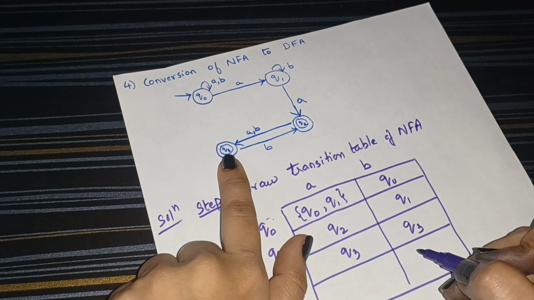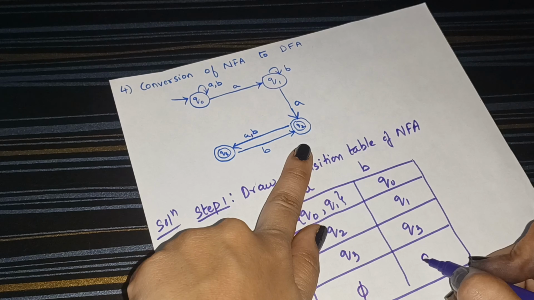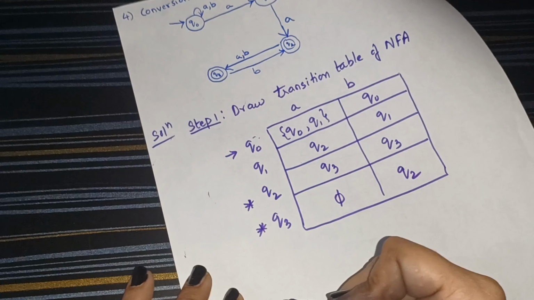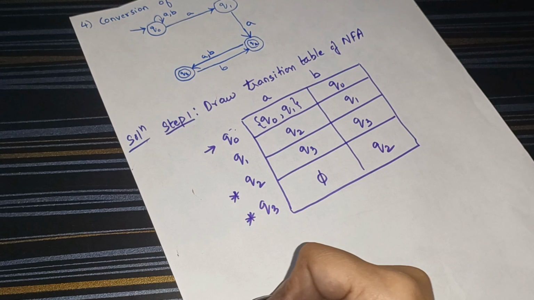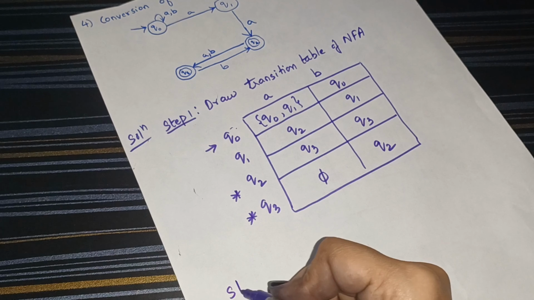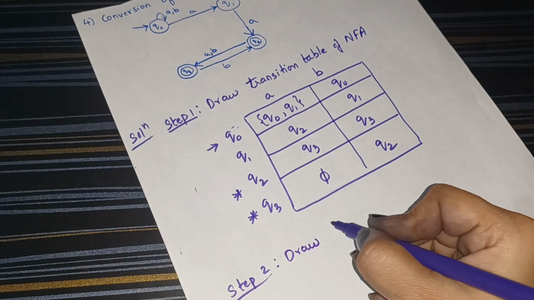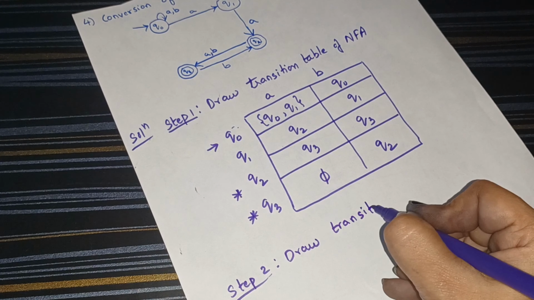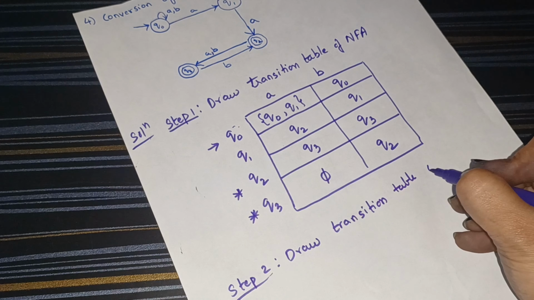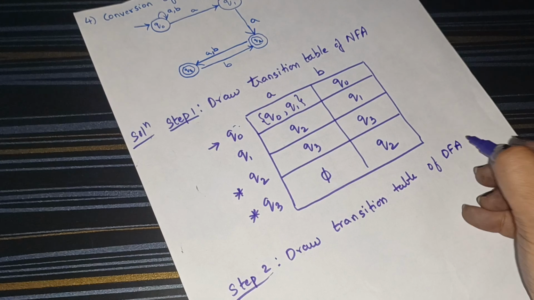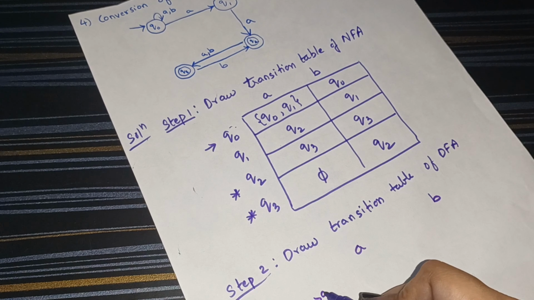Q3 on A, it is going nowhere. Q3 on B, it is going to Q2. This is the transition table for NFA. So next we have step 2: draw the transition table of DFA, with inputs A, B. We'll start with Q0 first.